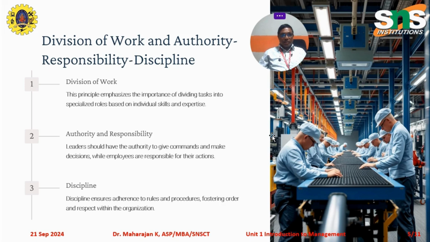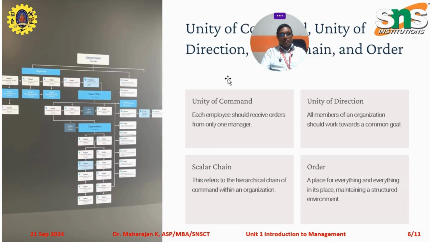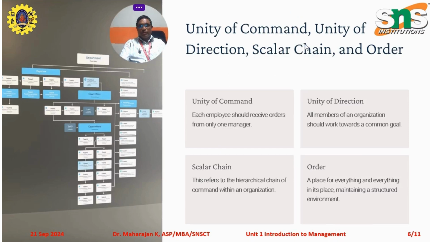Then authority and responsibility, we have seen. Leaders should have the authority to give commands and make decisions. Employees should be responsible for their actions. Discipline is adhering to the rules and regulations of the organization. So we have respect for the policies and procedures of the organization. Next we have unity of command, unity of direction. Unity of command means one person should get orders from only one manager. Unity of direction, all members in the organization should be working towards a common goal. There should not be role ambiguity. Then we have scalar chain, the hierarchical command structure.